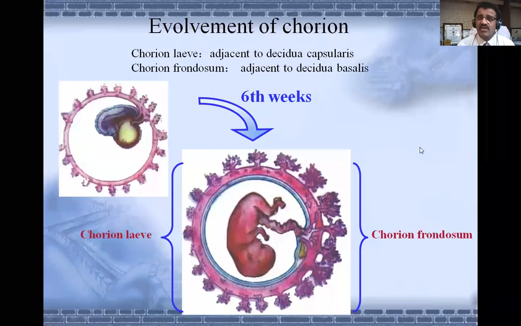And evolvement of chorion: adjacent to decidua capsularis is chorion laeve, and chorion frondosum is adjacent to decidua basalis. So decidua basalis is this portion here, and this is all decidua capsularis, and the remaining thing is decidua parietalis that I have told at the time of implantation. So chorion laeve and chorion frondosum.